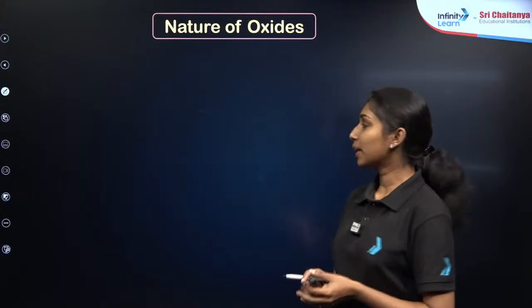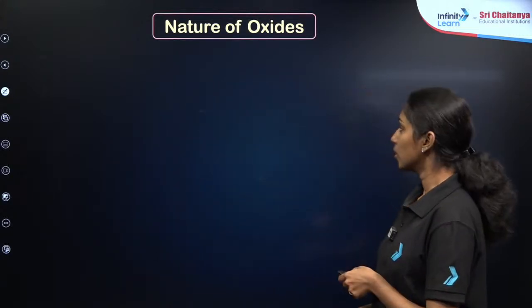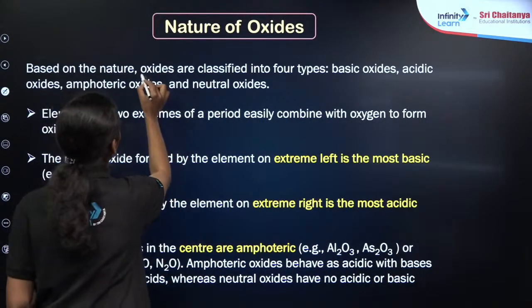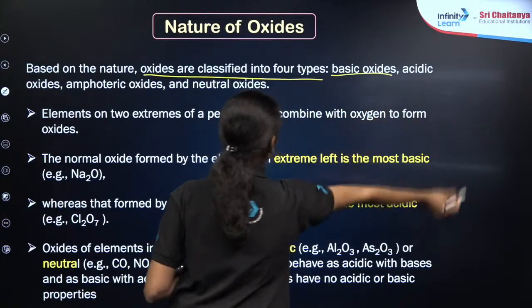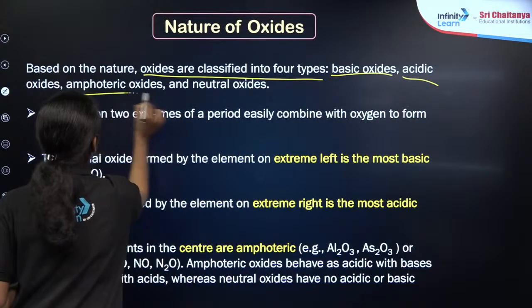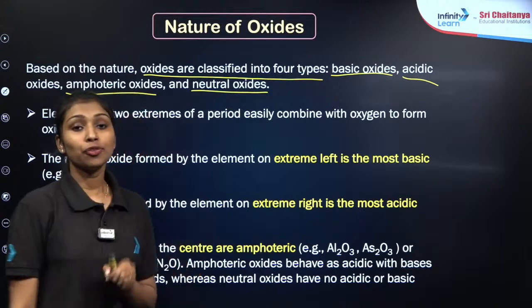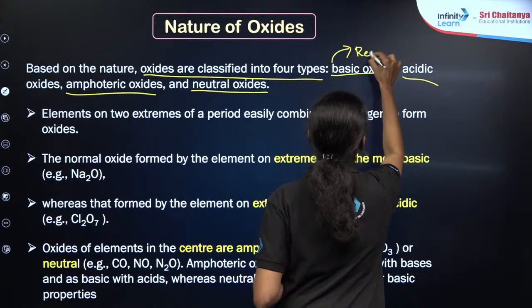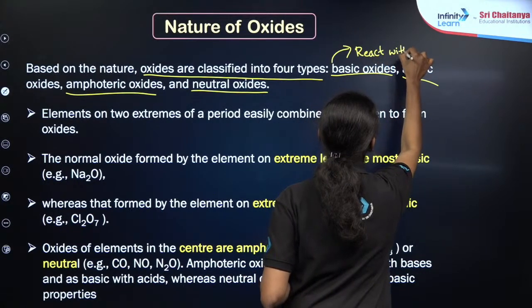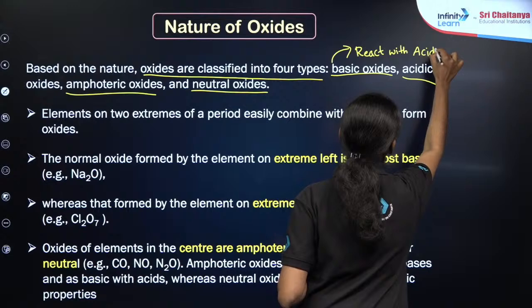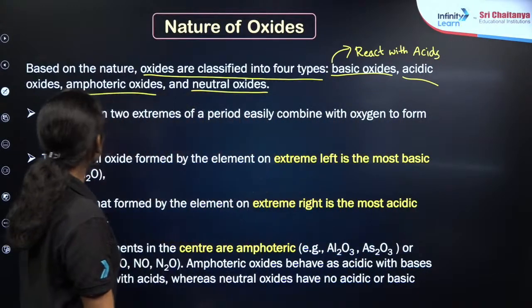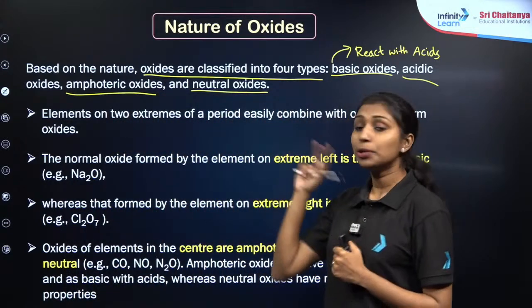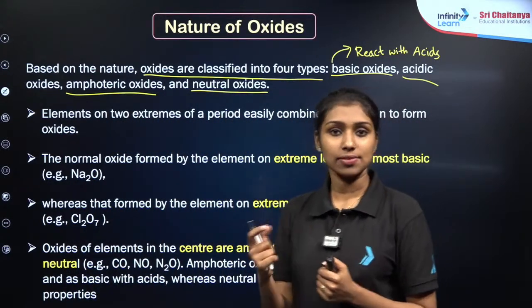Now let me move to the next topic, that is the nature of oxides. Based on the nature, the oxides are classified into 4 types. What are they? First one is the basic oxides, acidic oxides, amphoteric oxides and neutral oxides. Basic oxides will react with acids. Similarly, acidic oxides will react with bases. Amphoteric oxides will react with both acids as well as bases. Neutral means there will be no reaction with acids as well as bases, right?